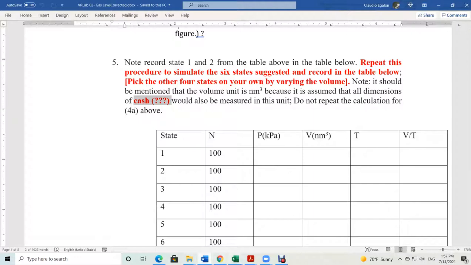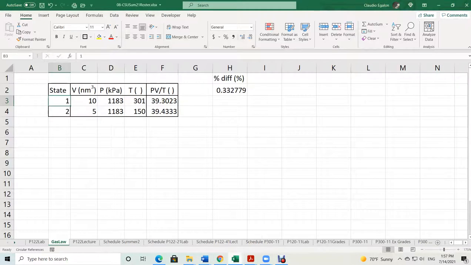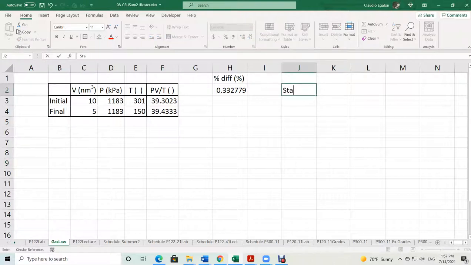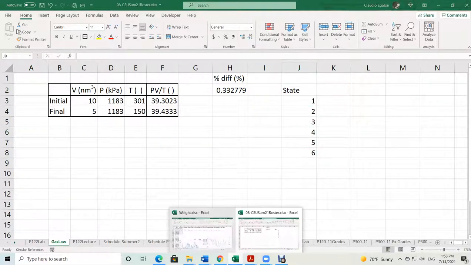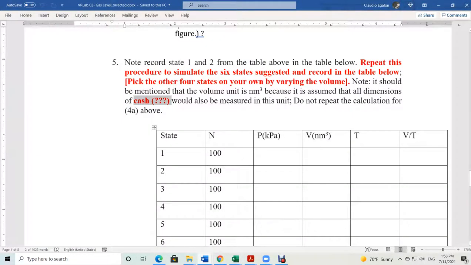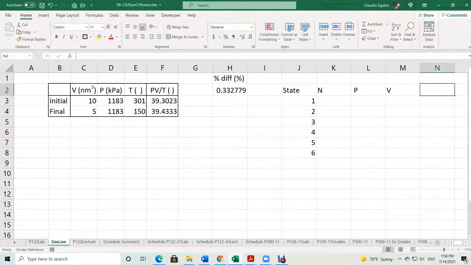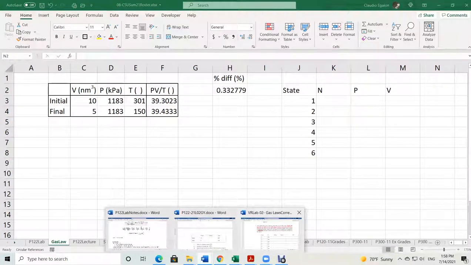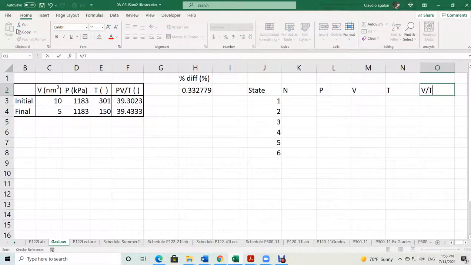So let's go ahead and do another table. I'm going to undo what I did before. Here we go. We're going to do a brand new table, and we're going to do state here: state 1, 2, 3, 4, 5, 6. Number of particles, pressure, volume. Next one should be what? Temperature, and volume over temperature.